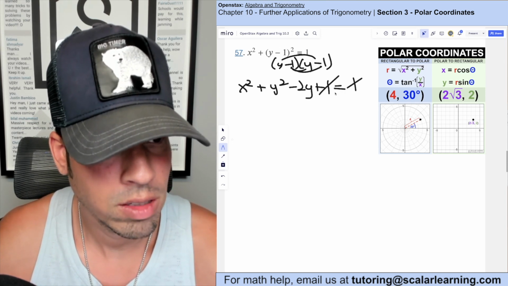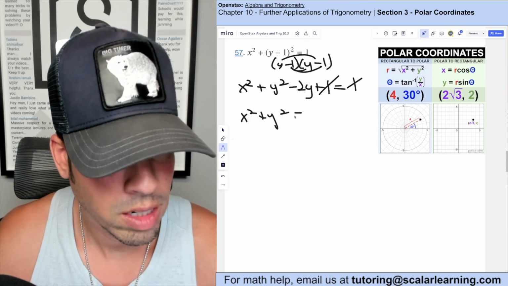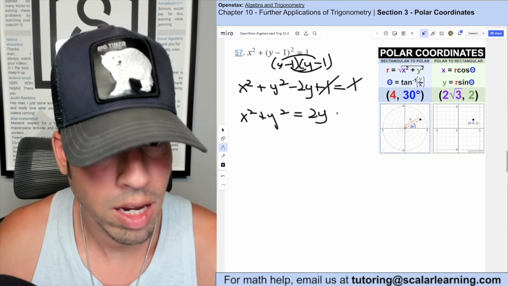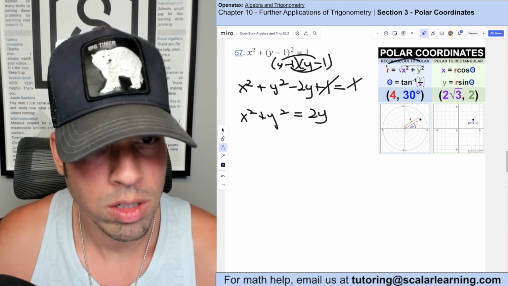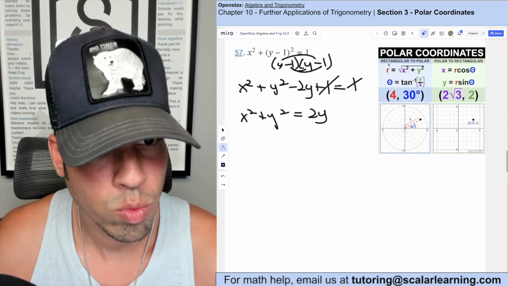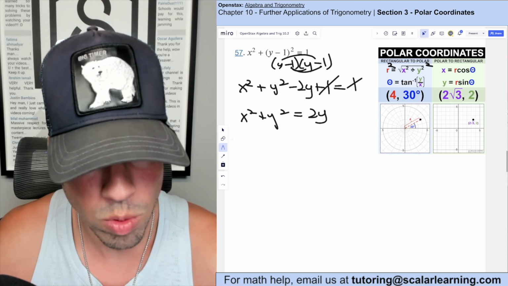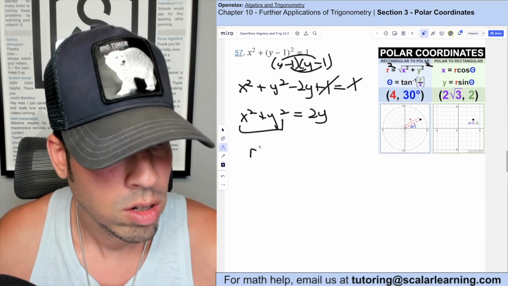Now these are going to cancel out, and then I can say x squared plus y squared is equal to, and I'll add 2y to the other side. Now, this is great because now x squared plus y squared, since I know r is equal to the square root of x squared plus y squared, if I square both sides, I know that r squared is equal to x squared plus y squared. So I can replace this with r squared.